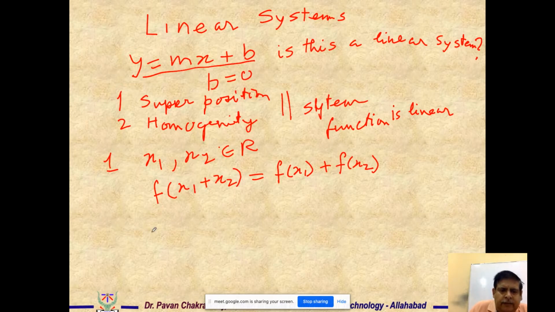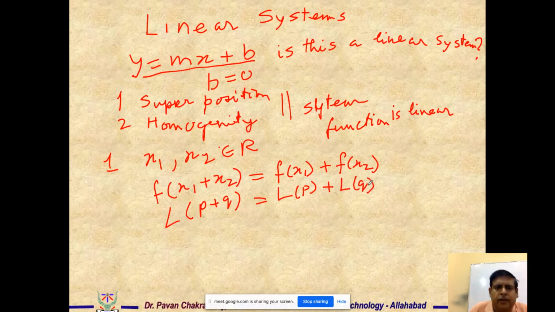In the slide, we have mentioned this as a transformation, and my function is written as L of P plus Q is equal to L of P plus L of Q.